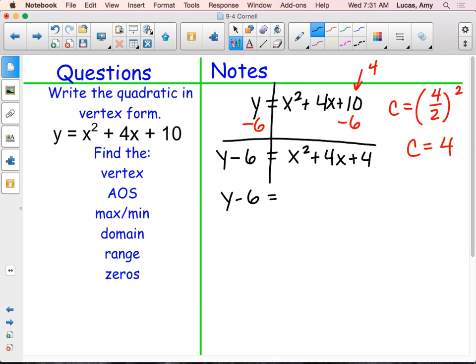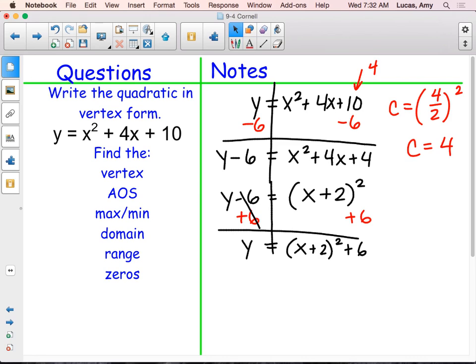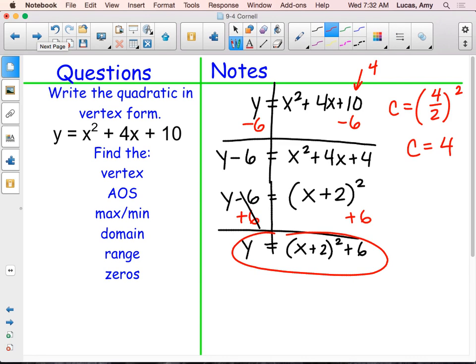y minus 6 equals x times x is x squared, and 2 times 2 is 4. So (x plus 2) squared. Then I just need to move this 6 so that my y is all by itself. So y equals (x plus 2) squared plus 6. All right. My vertex, the opposite of +2 is -2, so -2, 6. That makes my AOS x equals -2.